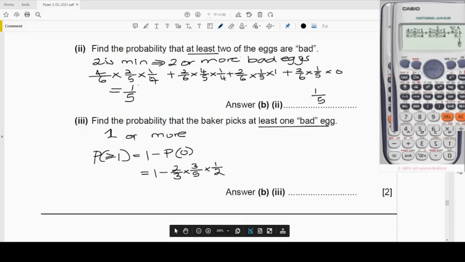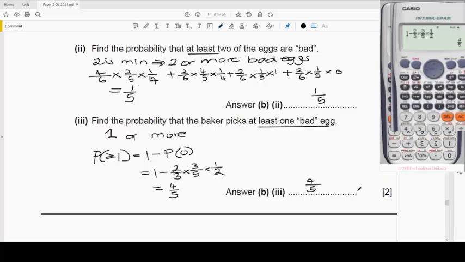So this you can type in on your calculator. We have 1 minus 2/3, and this one I can write all of them because it won't take too much space on the calculator, times 3/5 times a half, and the answer is 4/5. Right, so again, the probability of picking one or more is just the same as 1 minus the probability of 0, because that's the opposite. There's two opposite scenarios, their probabilities must add up to 1. So 1 or more, the opposite of that is 0.